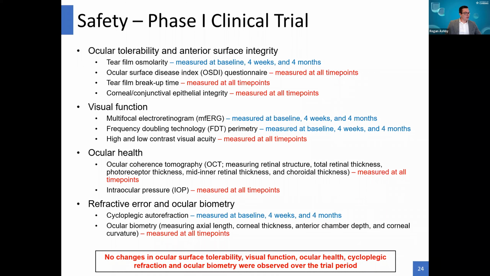Now, the critical thing to note here was that we saw no change in any of these components over the length of the trial, either between baseline and 4 weeks, baseline and follow-up at 4 months, and between 4 weeks and 4 months. And this really matches with both the historical human data from systemic taking of levodopa, but also the animal data showing that there is no adverse effects associated with topical application of levodopa, carbidopa at these extremely low concentrations.